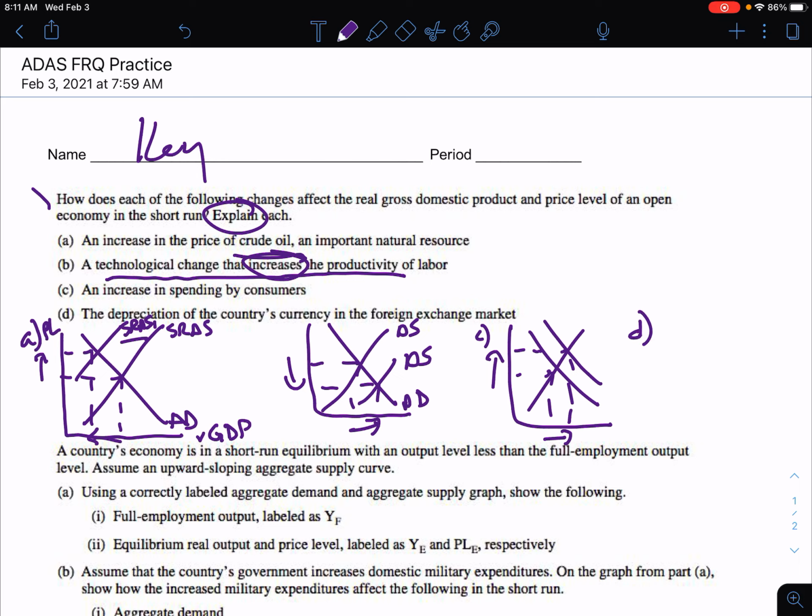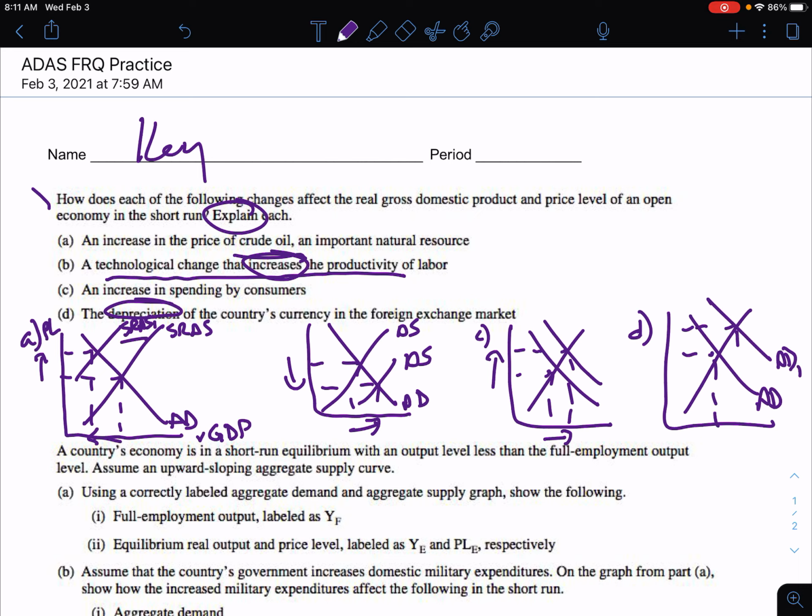And then for D, you guys don't really know this. We haven't studied the foreign exchange market, but I told you to take an educated guess. So what you see is when the depreciation of our currency, when our currency becomes less strong, that means that foreigners will want it more because they can buy more dollars for less of their currency. So what that means is American goods will become relatively cheaper.